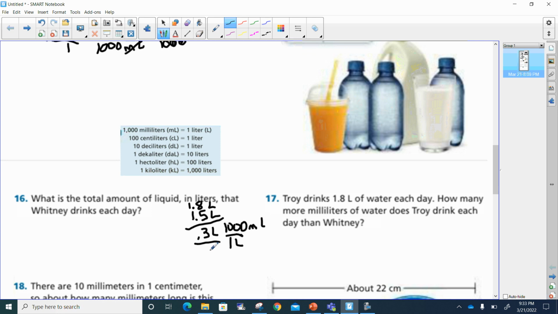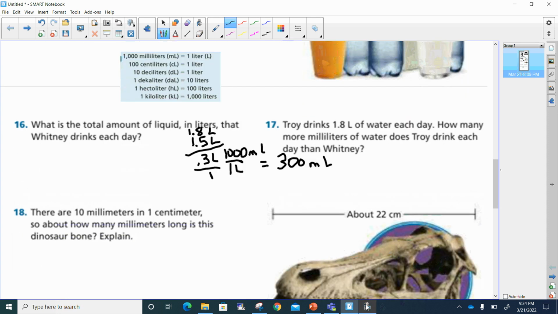All right, and this will be 1. Now we're going to have 0.3 times 1,000. That'll be, well, 3,000 with actually with the decimal point going back 1. It's going to be about 300. So let's see, 300 milliliters. I believe it's 300 more milliliters than Whitney will be the right answer.